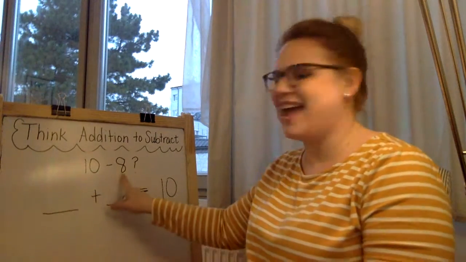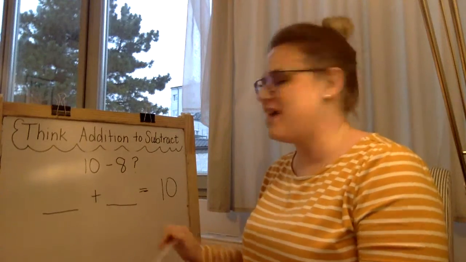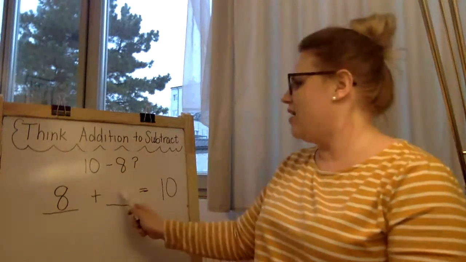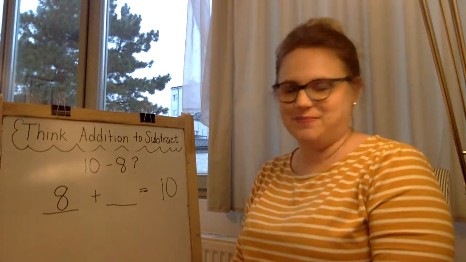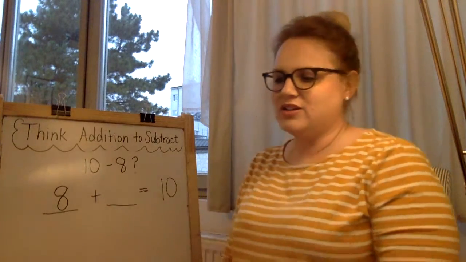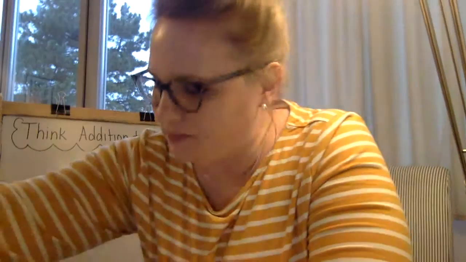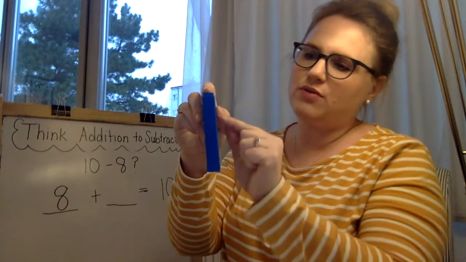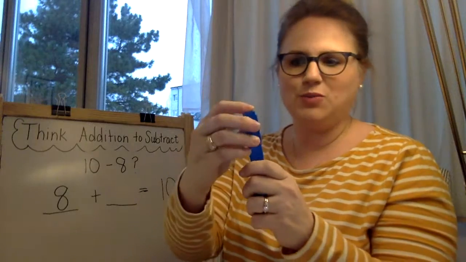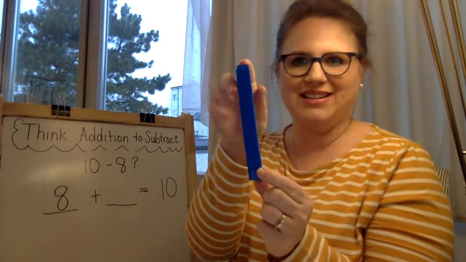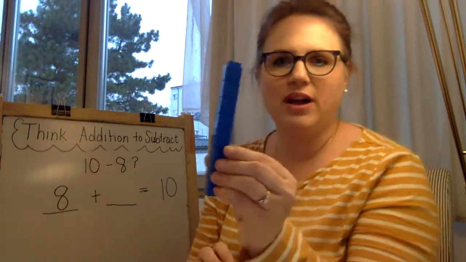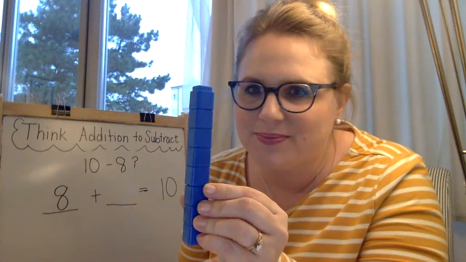That's right, boys and girls, 8. Y'all are such great math students. So if I put 8 here, then I'm going to count on until I get to 10, okay? So let's start with some Unifix cubes again. Let's see. I've already got 1, 2, 3, 4, 5, 6. 2 more makes 8, 7, 8, okay? And then I'm going to add on until I get to 10. Ready? What comes after 8?